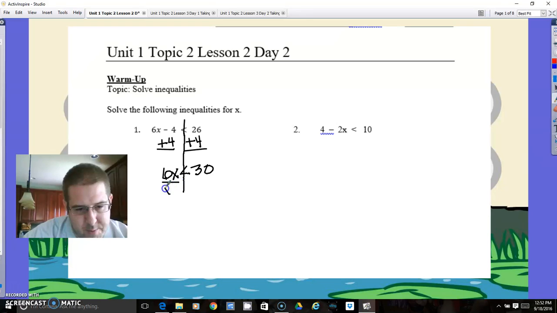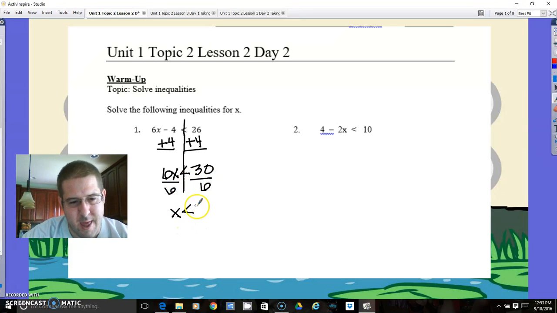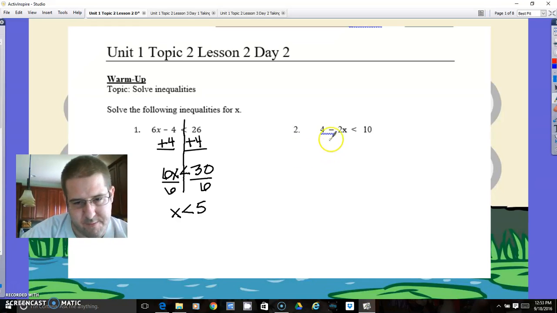And then all I got to do is divide both sides by 6, division property of equality, and it tells me that the answer must be less than 5, which means it can be anything less than 5. It can be 4, it can be 3, it can be 2. In fact, it can be decimals. It can be 4.9 or 4.99999, as long as it's less than 5.